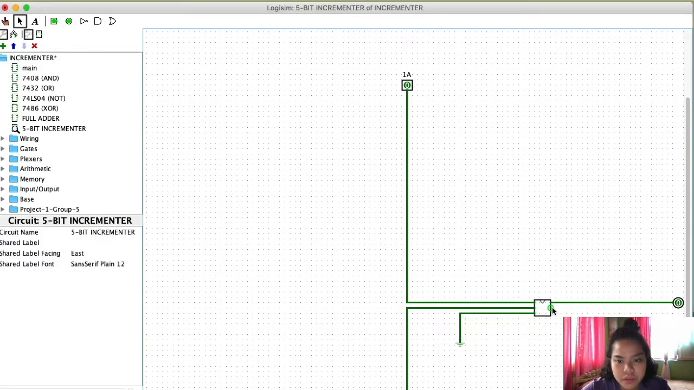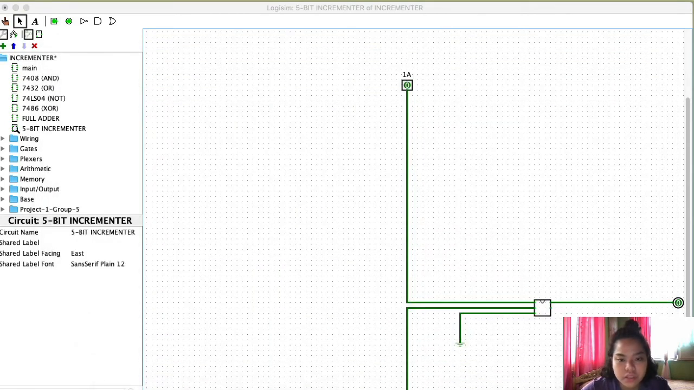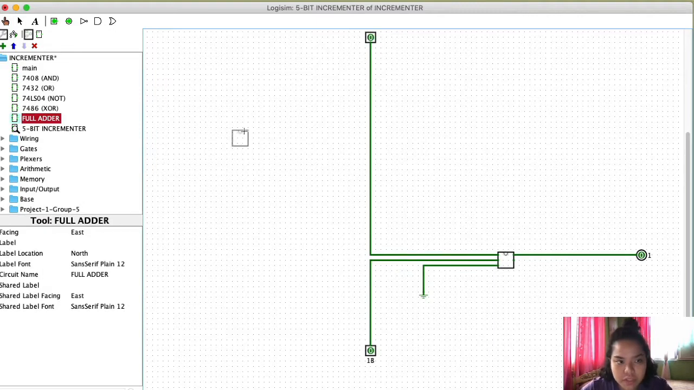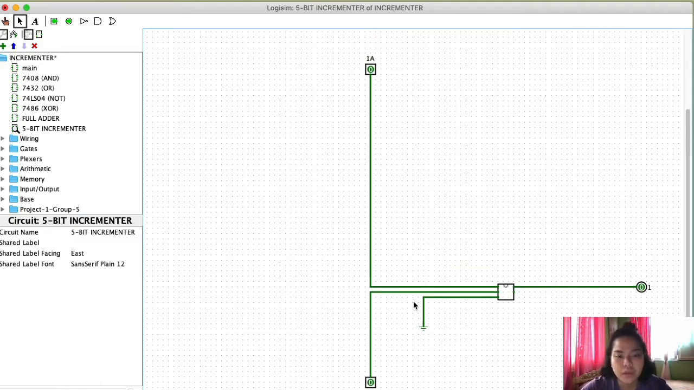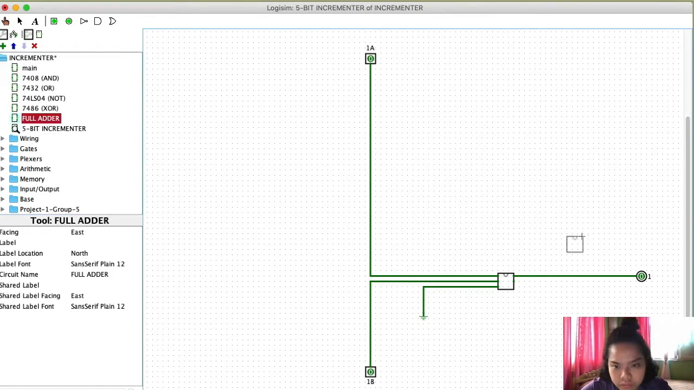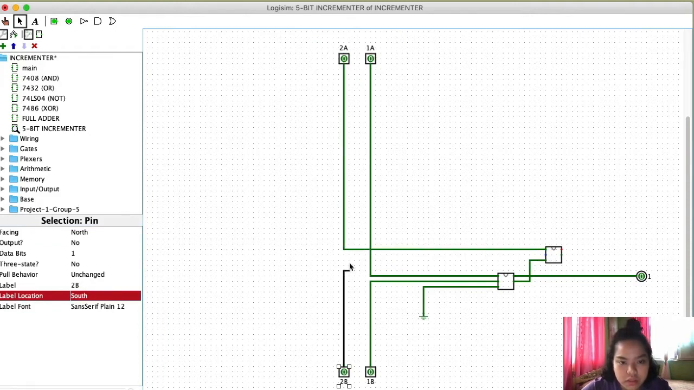And then based on our diagram, its carry out will go to the carry in of the second full adder. So let's just get our second full adder. This, by the way, our first adder here is our least significant bit. This is our second. Its carry out will go to the carry in. Okay, then we will just create our next inputs. This will be 2A, and then this will be 2B. We will connect it respectively. Okay, and then this will be output number 2.